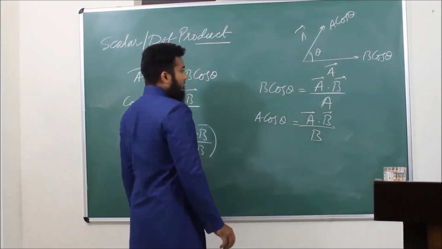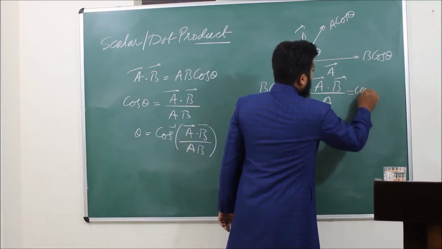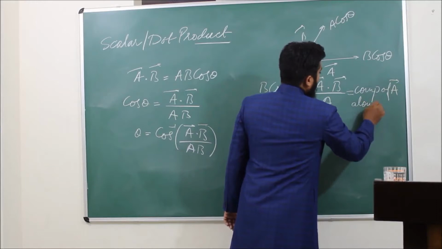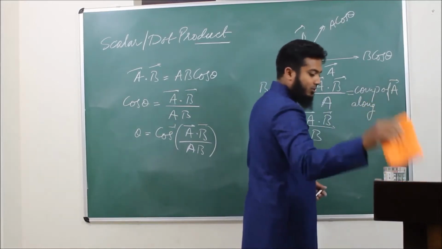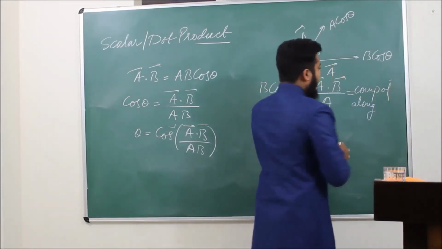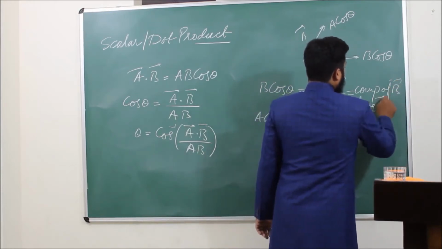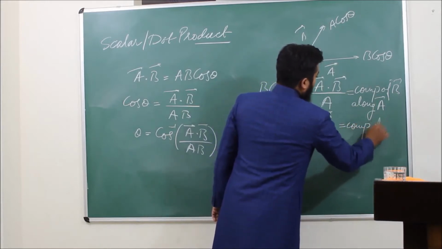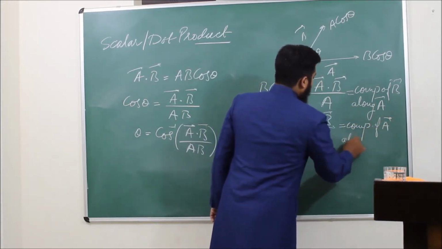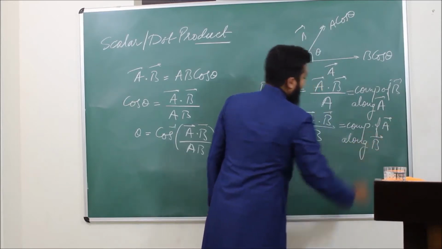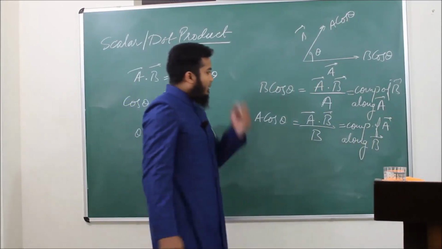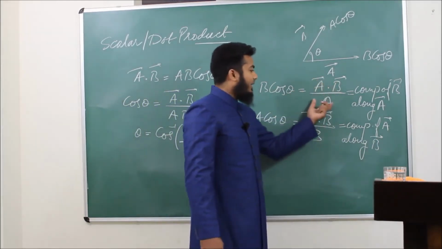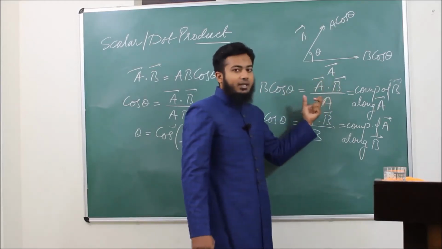So I can write that this is component of vector A along, this is not component of A but component of B. So this is component of B along A, and this is component of A along B. Now you can see that A dot B will be scalar, it will be just a number, and here it is magnitude. So this whole thing is a scalar.